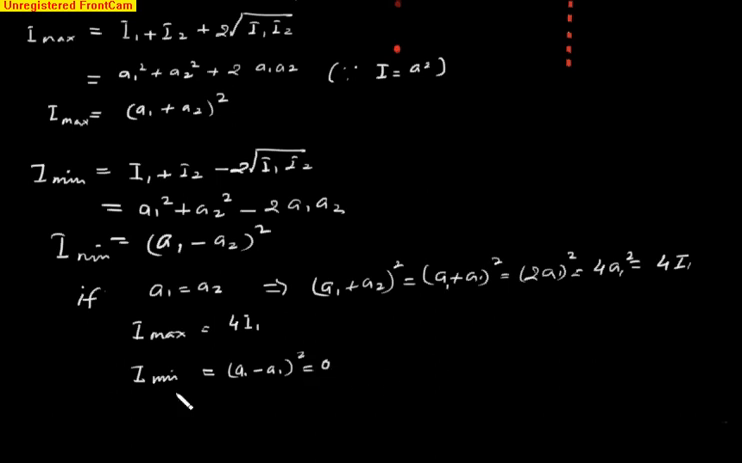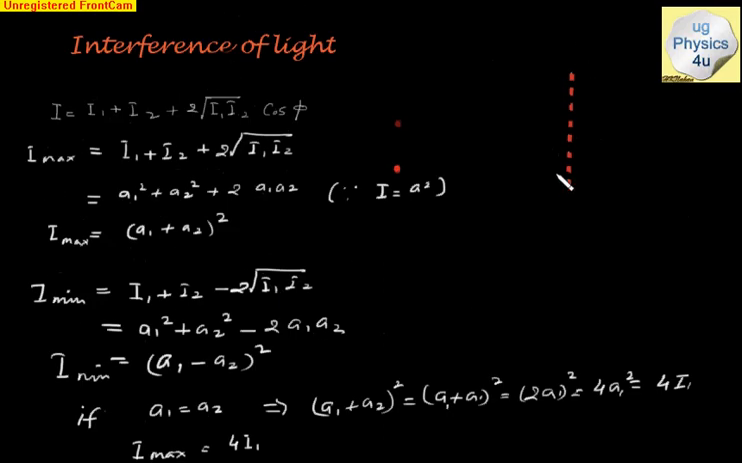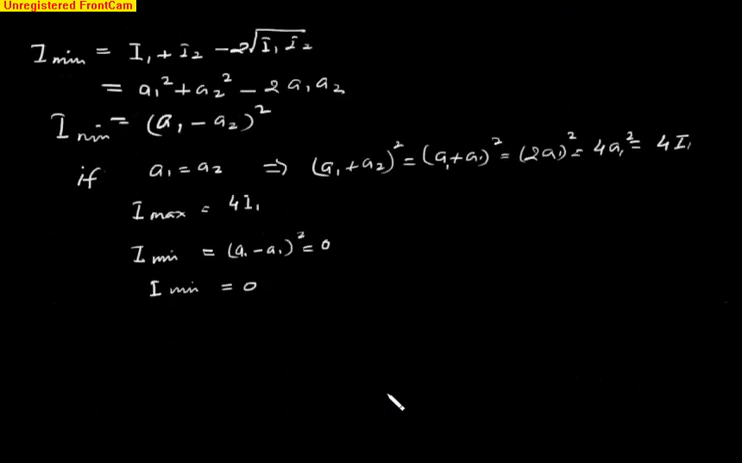It means the minimum intensity, I minimum, will be equal to 0. So it shows that in case the amplitudes are equal, then the bright point will be 4 times more bright than the source of light, and the dark point will be totally dark. Therefore, under these conditions, we can find this band of interference fringes, and it gives us a mathematical explanation of why we get this kind of brightness and darkness on the screen.